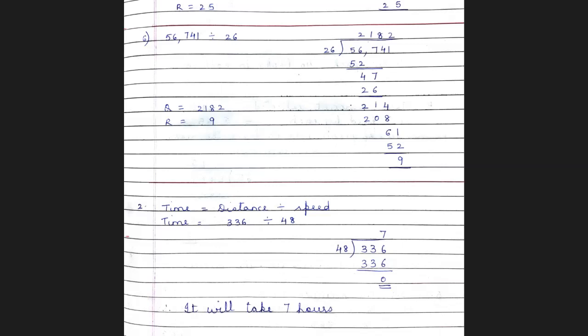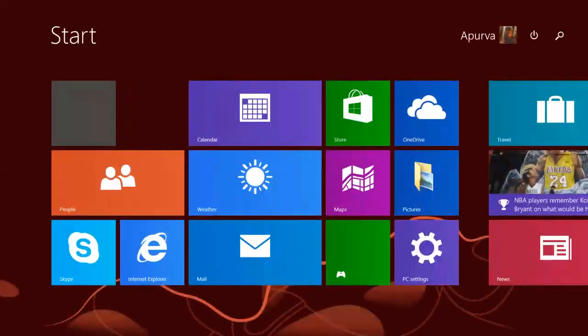Bring the next number down, which is 1. 26 goes 2 times, 52. Subtract, answer 9. Your quotient is 2182 and the remainder is 9. Children, I hope you have understood how to do the division sums. Write down these questions in your classwork, and try to understand it, practice it well.